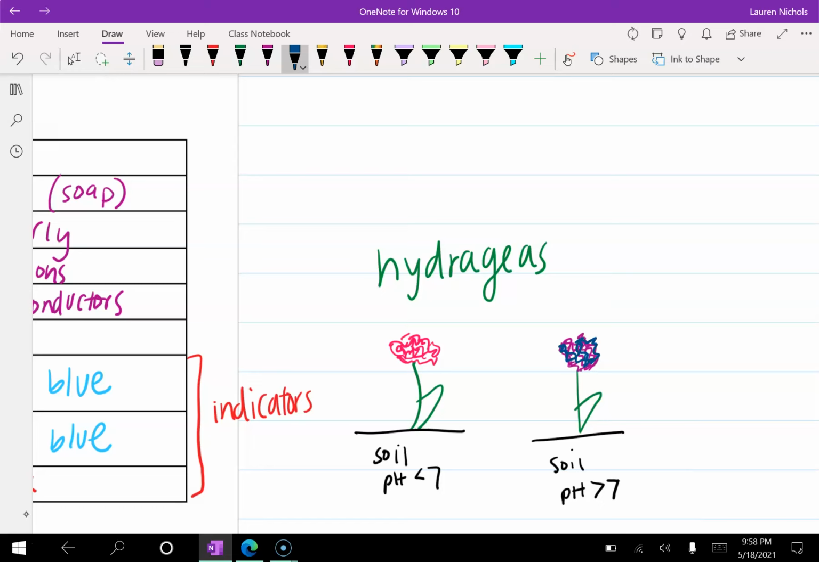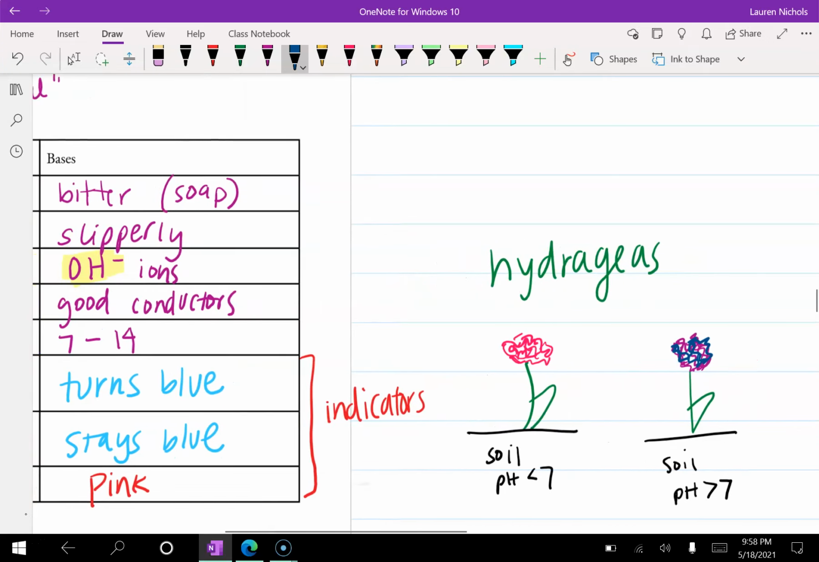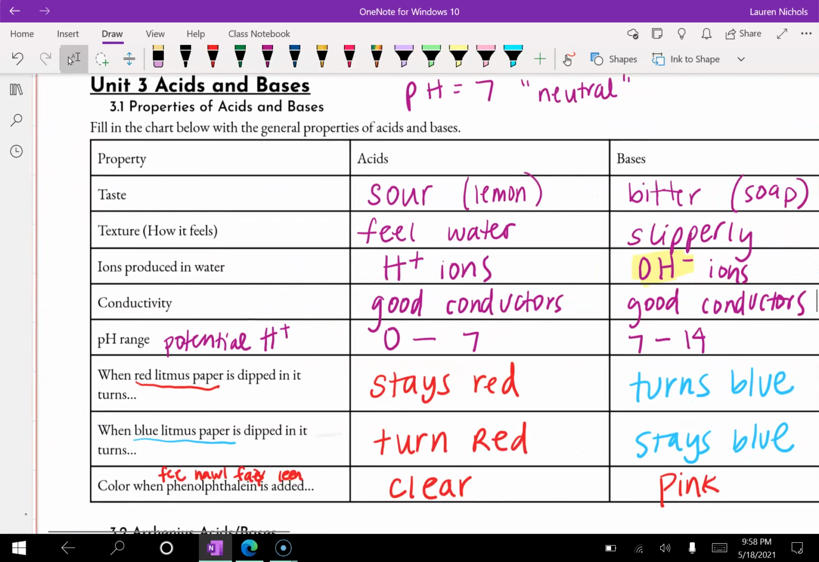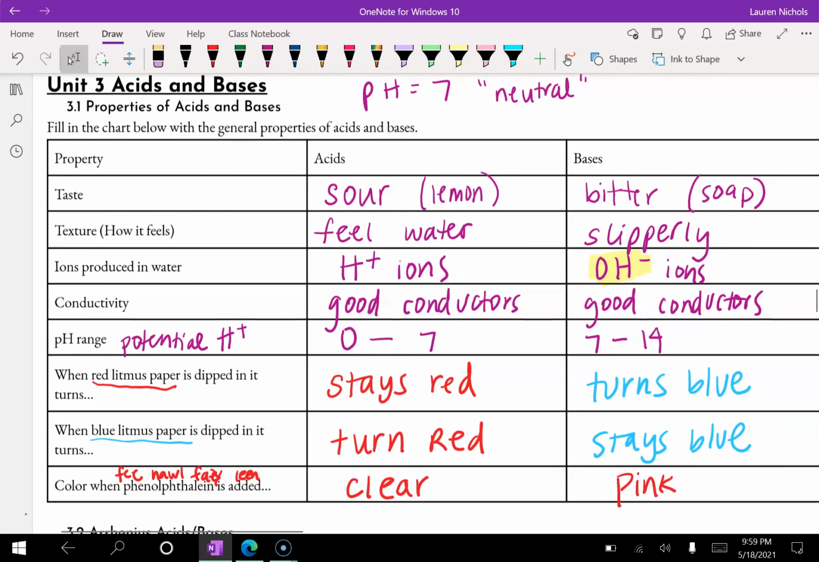And so your flower can literally change colors from year to year if you change what is in your dirt or in your soil. And so it's a natural indicator. And so that is your video on the properties of acids and bases. It's the real basics.